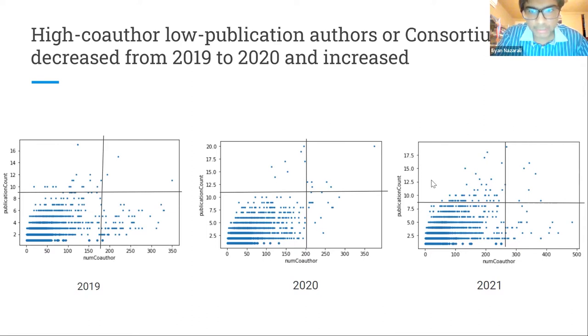But if we look at 2021, we see a few more dots than there were in 2020, indicating that consortiums started to gain some ground towards 2021.